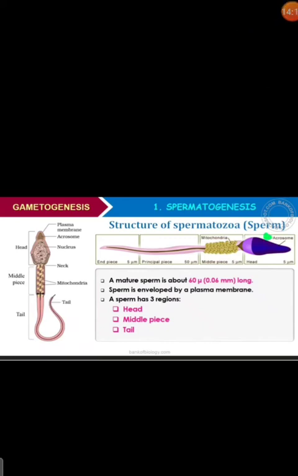It has the acrosome, which is the head piece, the middle piece with mitochondria, the principal piece, and the end piece. The length is also sometimes important: a mature sperm is about 60 micron or 0.06 millimeter in length. Sperm is enveloped by the plasma membrane, and it has 3 regions: head, middle piece and the tail.